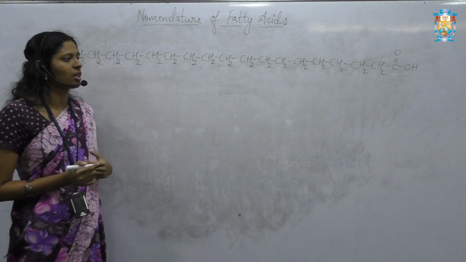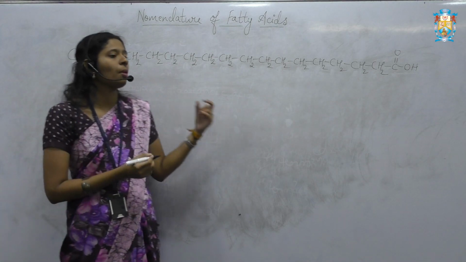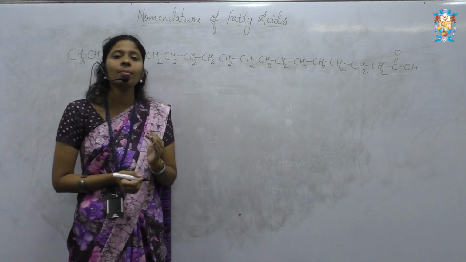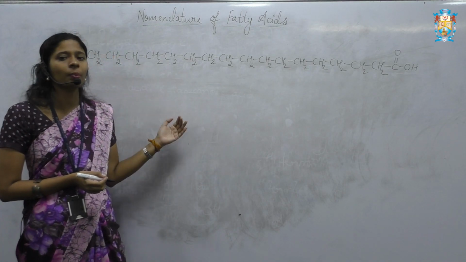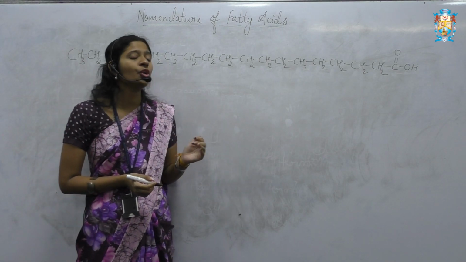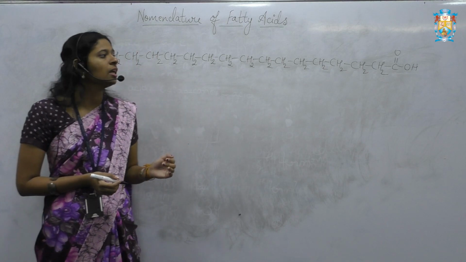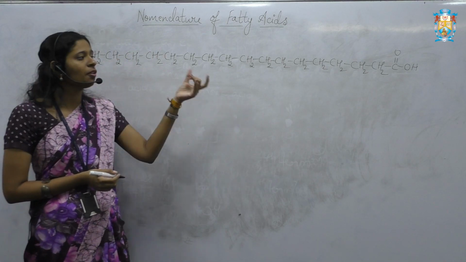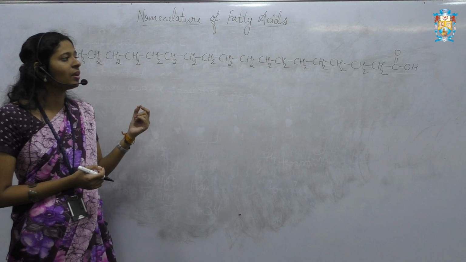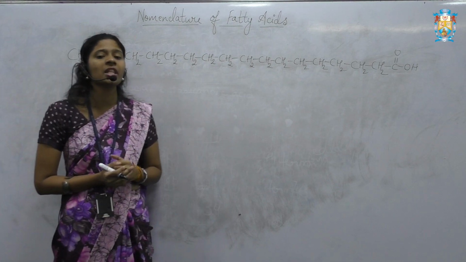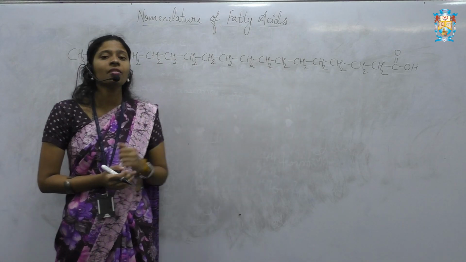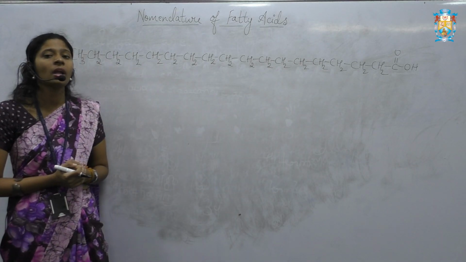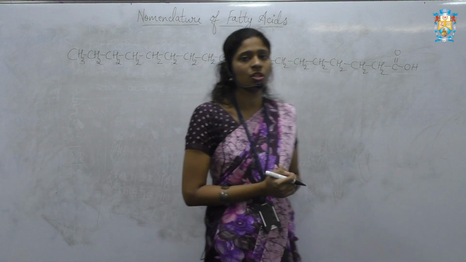Now if you see the structure, when any compound ends with the functional group, the naming starts from the functional group itself. So when you see the IUPAC, that is International Union of Pure and Applied Chemistry, we start the naming from the functional group. So first we have to do the numbering. We will see the longest carbon chain. So this is the longest carbon chain. Then we will target the functional group and we'll start the numbering from the functional group.